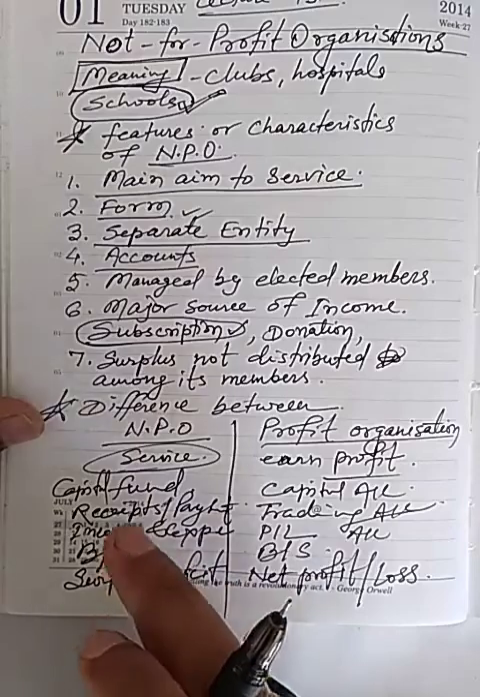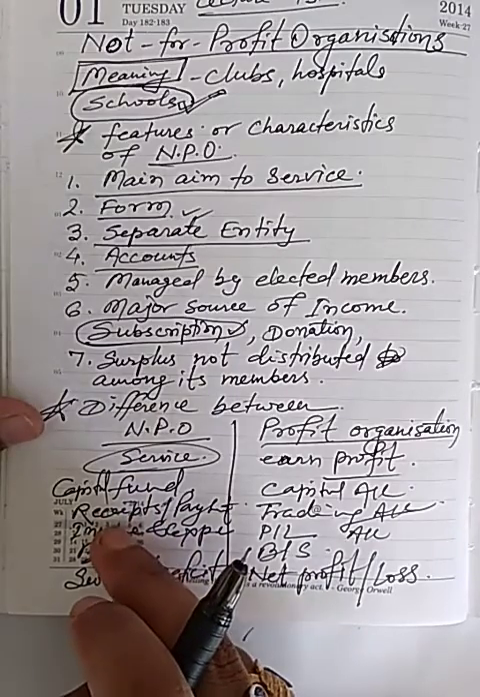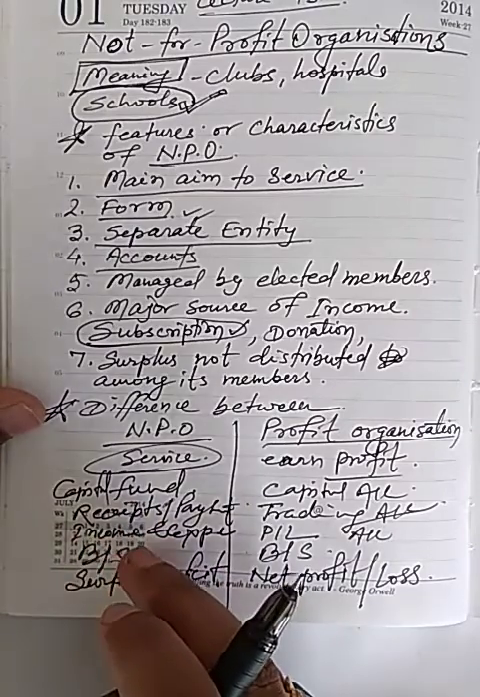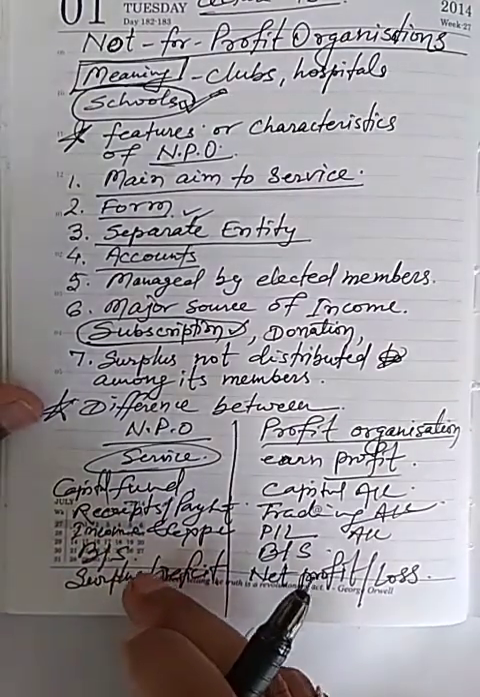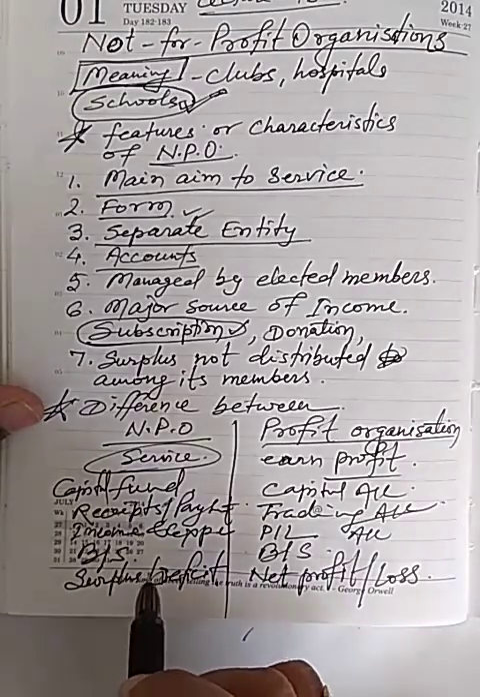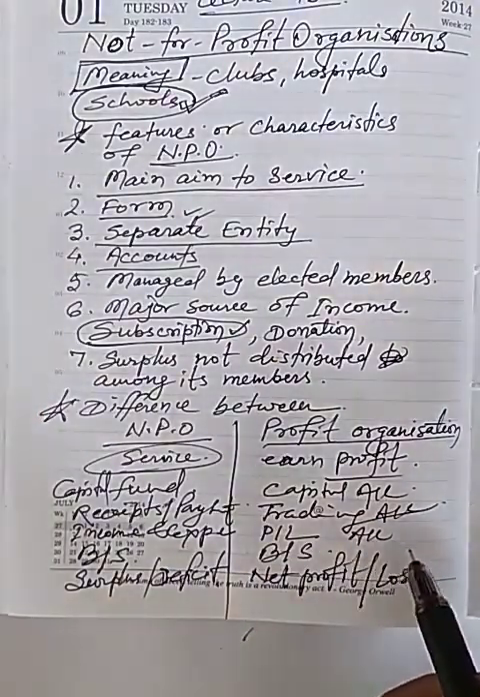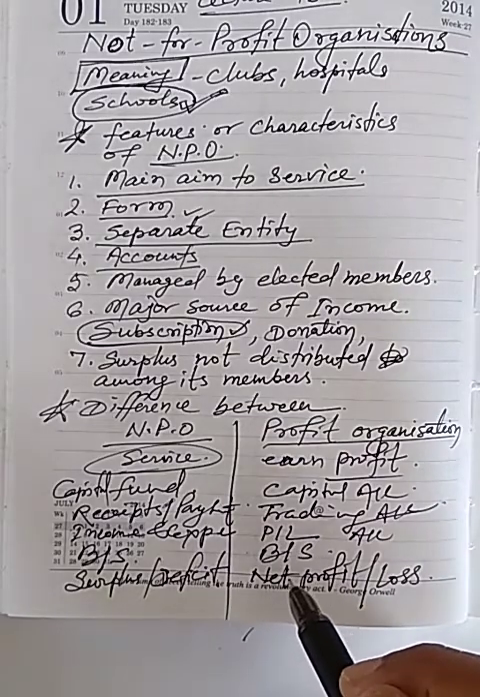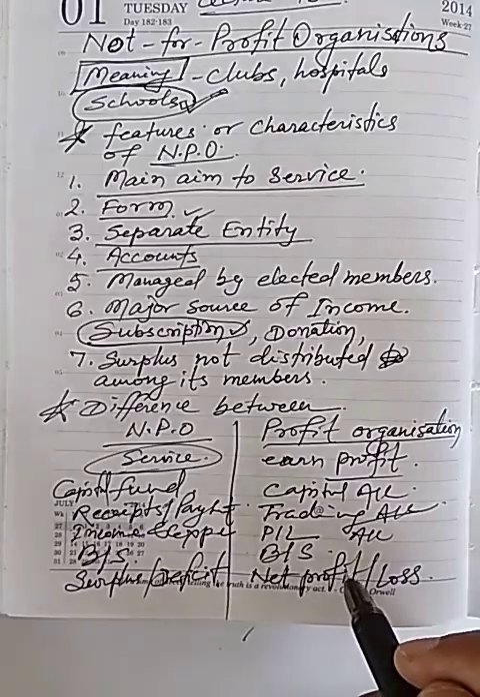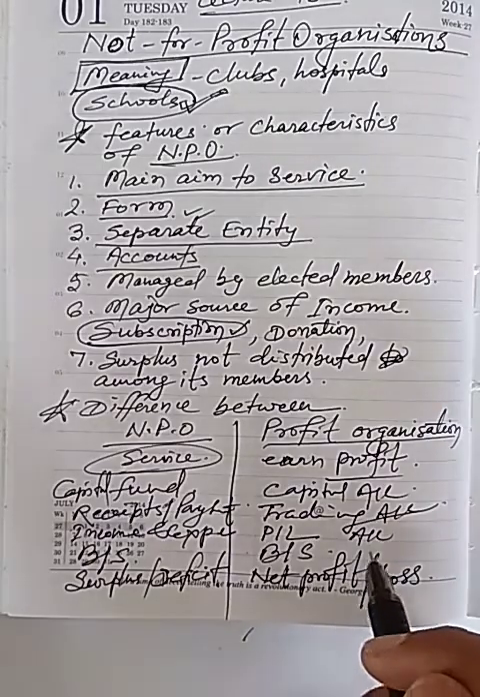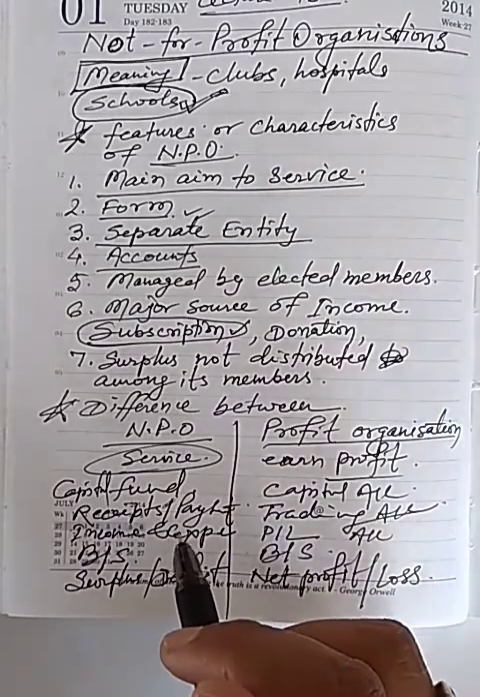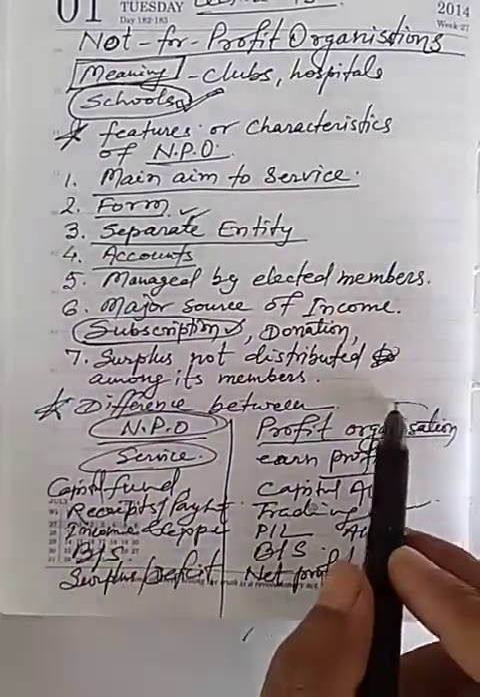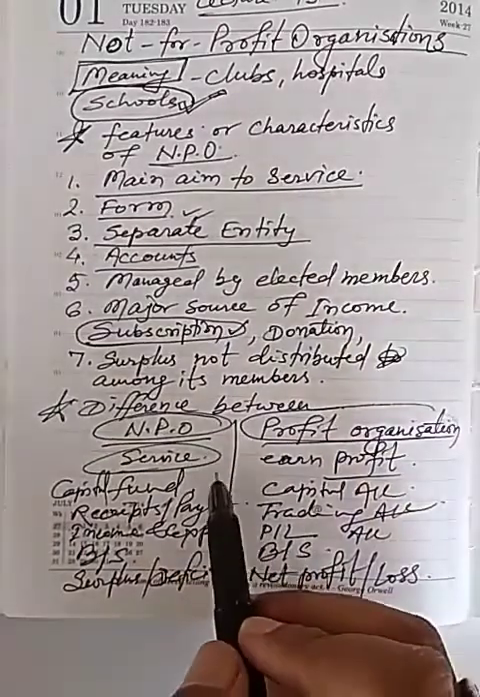Surplus of a not-for-profit organization is not distributed among its members. It is adjusted in the capital fund, but a profit organization distributes profit among the owners of the business. So these are the basic differences between not-for-profit organization and profit organization.